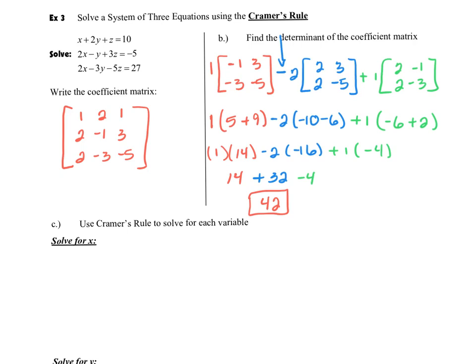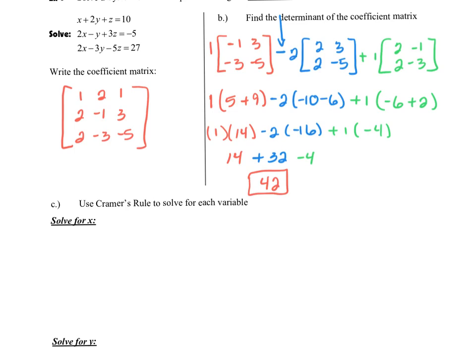Now, I'm going to start to skip some of these steps. We're going to go a little bit faster as we go through this. What we're going to do is solve for a variable. So I'm going to choose to solve for x. That's what I'm going to solve for first. I could choose any variable. It's not going to matter.